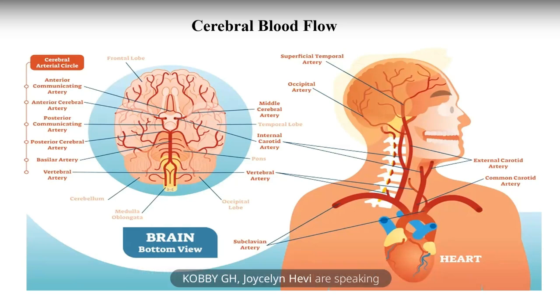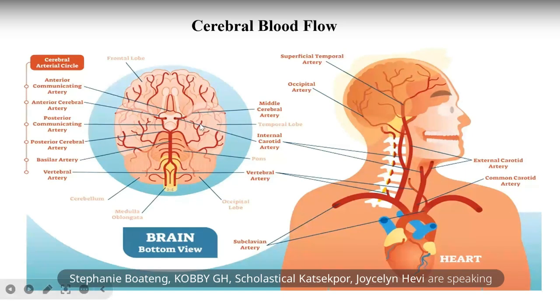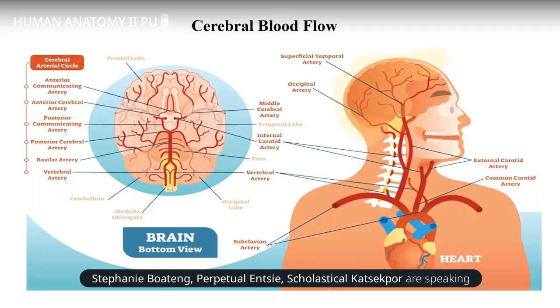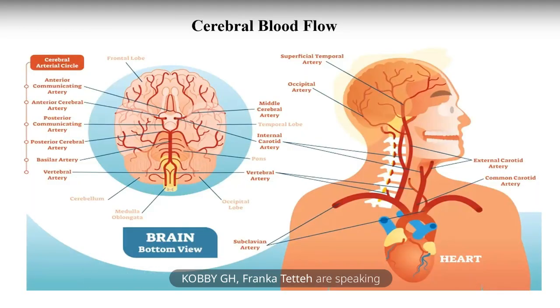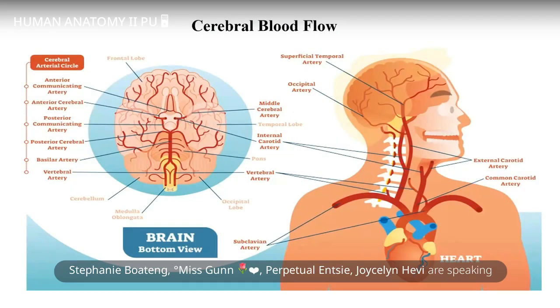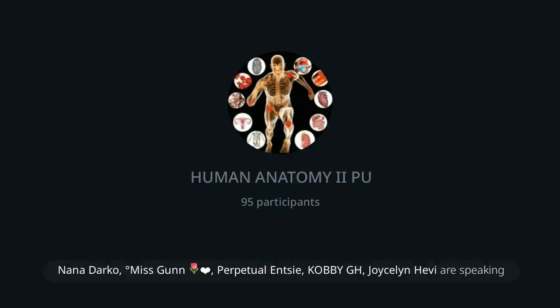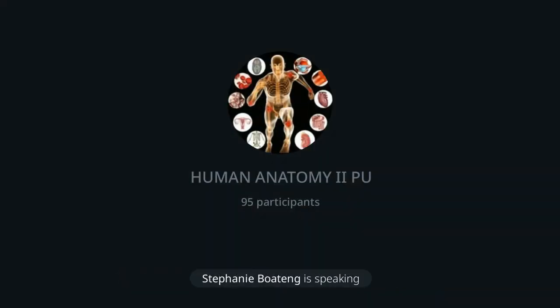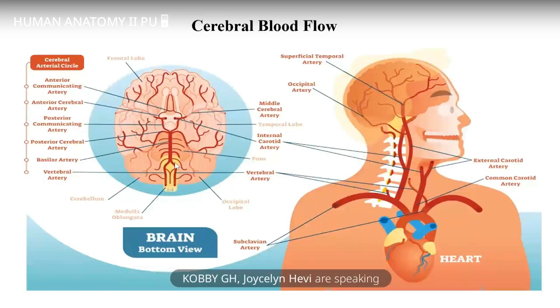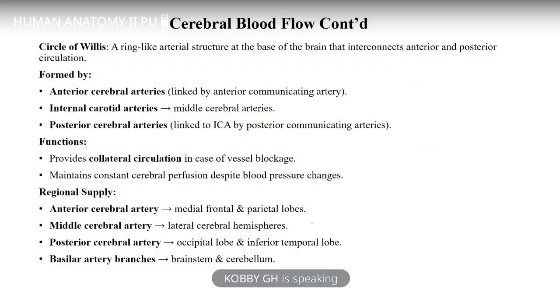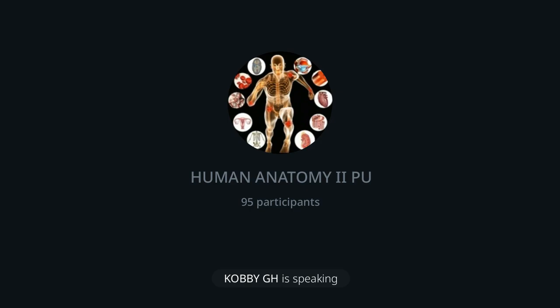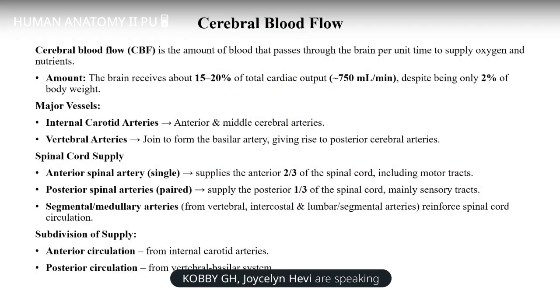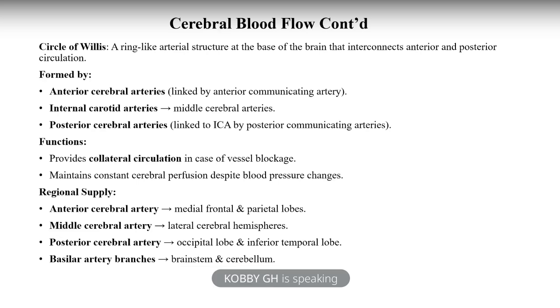Say internal carotid artery. Carotid artery. So we have the internal carotid artery, and then we have the vertebral artery. So when we ask you, what arteries supply blood to the brain, you can mention that we have the internal carotid artery and we have the vertebral artery.